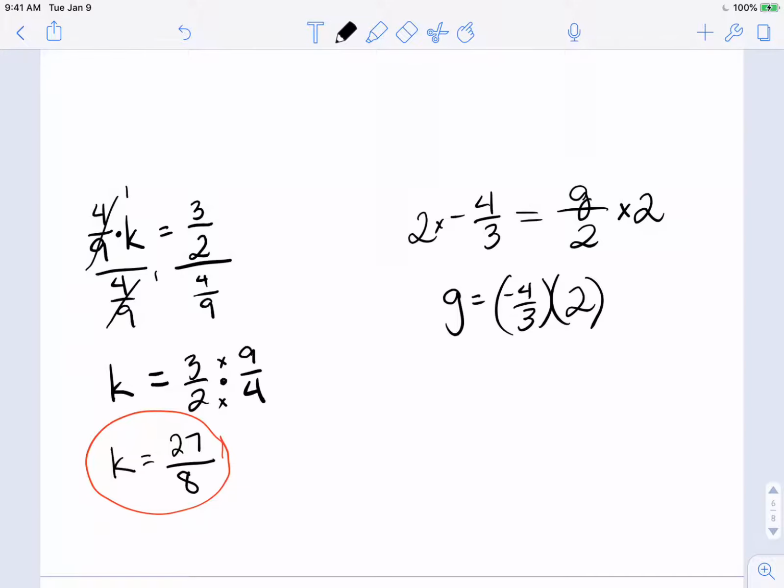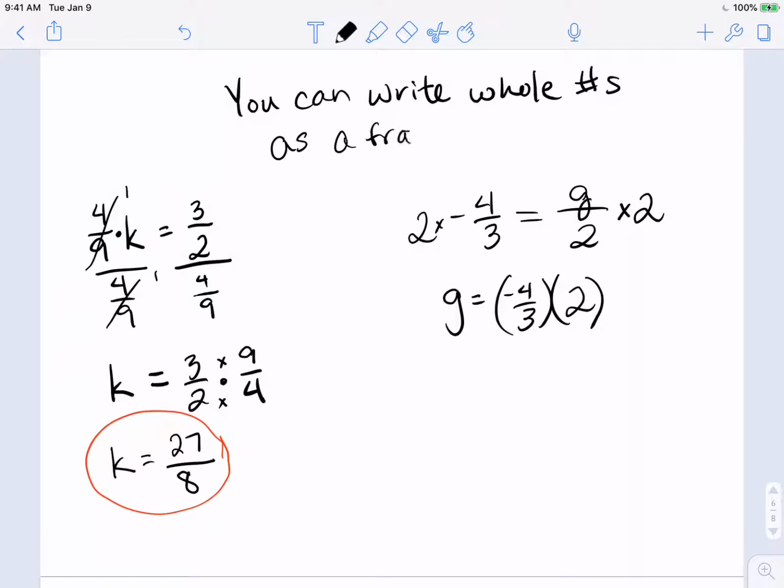So some of you may be wondering how you multiply a whole number by a fraction. Whole numbers you can write as, I'll write this up here. So you can write whole numbers as a fraction by placing them over 1.